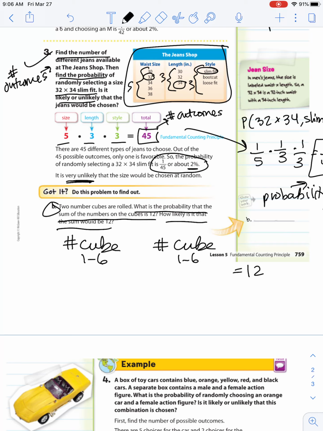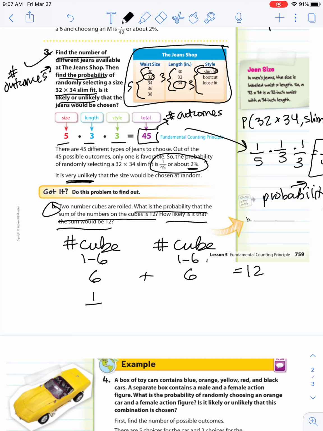3 and 9 wouldn't work. 4 and 8 wouldn't work. 5 and 7 couldn't work because there's no 7 on that second cube. The only possibility would be to roll a 6 on my first cube and a 6 on the second cube. That's the only combination that would give us a 12.